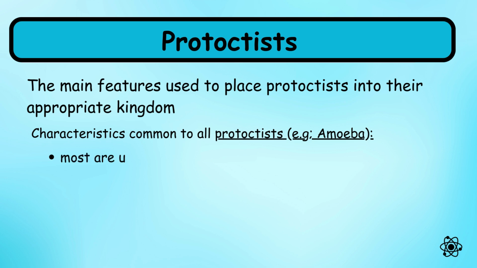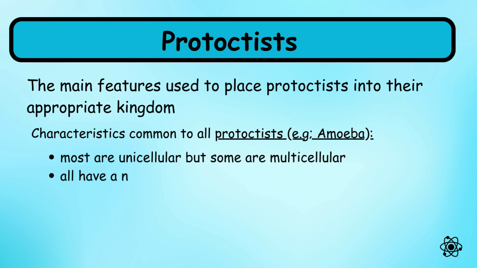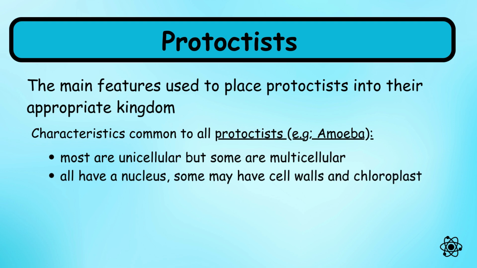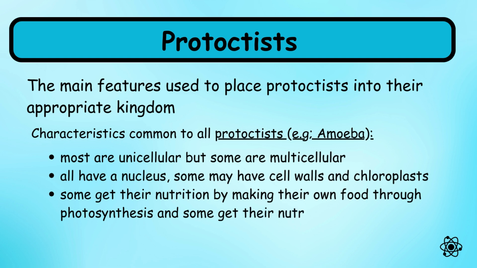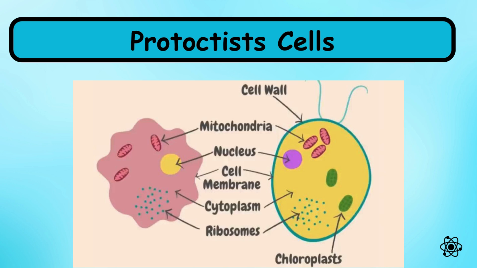The main features of organisms in the protoctist kingdom are they are mostly unicellular, but some are multicellular. All have a nucleus. Some may have cell walls and chloroplasts. Some get their nutrition by making their own food through photosynthesis, and some get their nutrition by eating other living things. Here are some examples of protoctist cells. As you can see, some may have cell walls and chloroplasts and some may not.